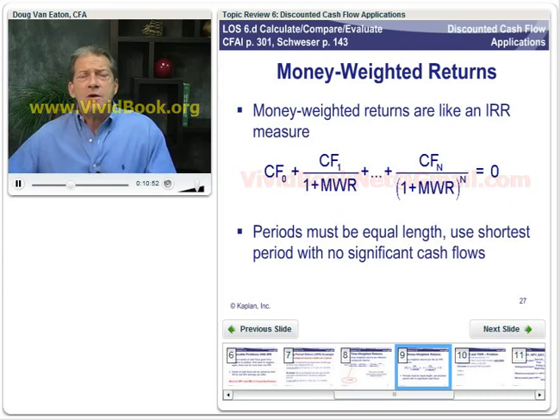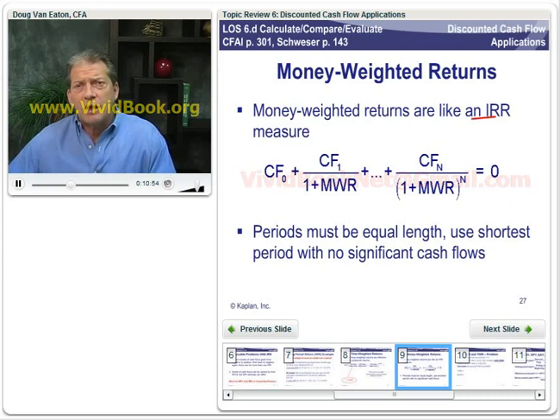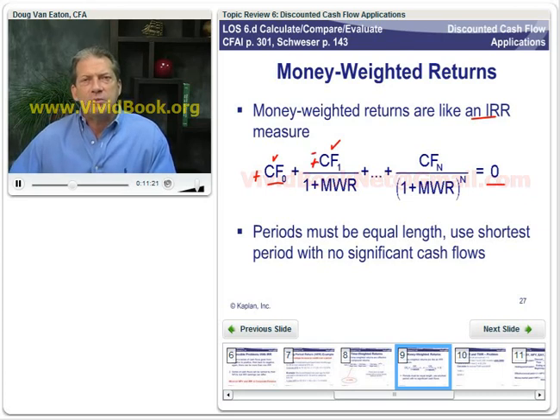On the money-weighted rate of return, I said it's like an IRR measure. So here we're going to set the net present value to 0. We've got our cash flows here. Now, this is our initial amount in the account, and let's make that a plus. So that's our initial amount in the account. And then if we add money to the account, these would be positive cash flows. If we had withdrawals, they would be negative.